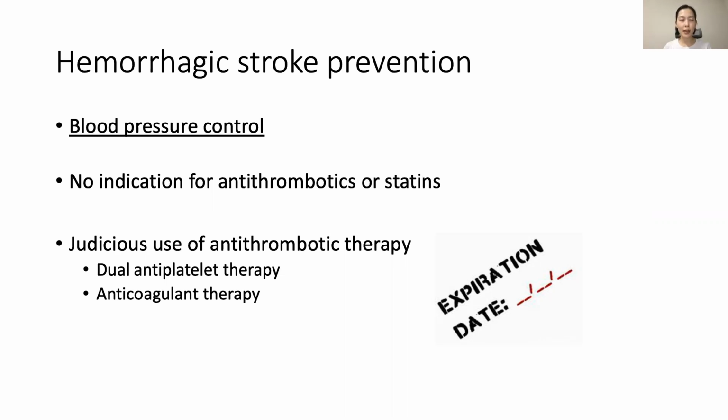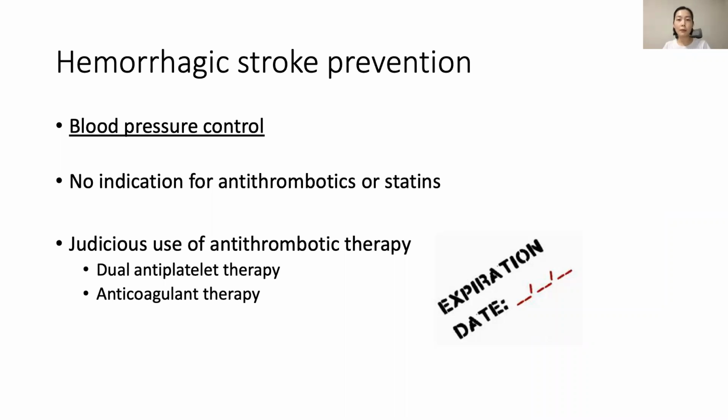A lot of times we see people who carry a history of stroke and then they get put on an aspirin and a statin because they had a stroke. You really want to identify, was it an ischemic stroke or hemorrhagic stroke? Because for hemorrhagic strokes, you don't want to start aspirin or statin, obviously.